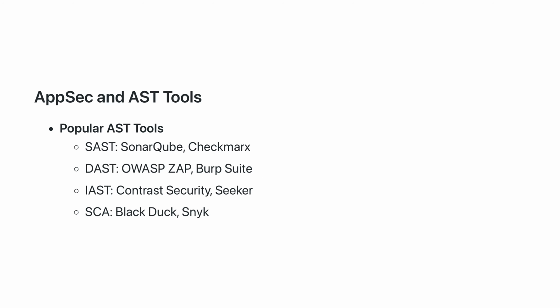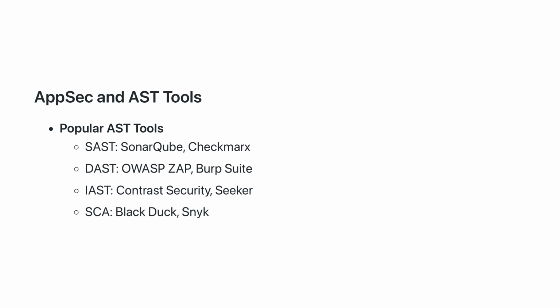Now that we have an understanding of what application security testing, AST, is and its importance, let's dive into some of the popular tools used in the field. For static application security testing, SAST, we have SonarQube and Checkmarx. These tools analyze source code to identify security vulnerabilities early in the development process. When it comes to dynamic application security testing, DAST, OWASP ZAP and Burp Suite are among the most widely used.